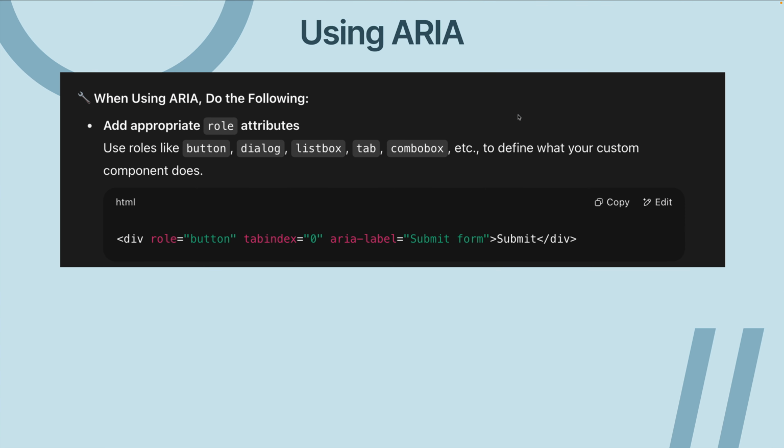So when using the aria label, we should add the appropriate role attributes. You can use roles like button, dialog, list box, tab, combo box, etc. to define what your custom component does. So let's say that you really need to create a custom button using an element like a div or a span or any other element besides the button tag. Then you need to give it a proper tab index, a proper role, and aria label. So tab index 0, which means that this will be tabbable.